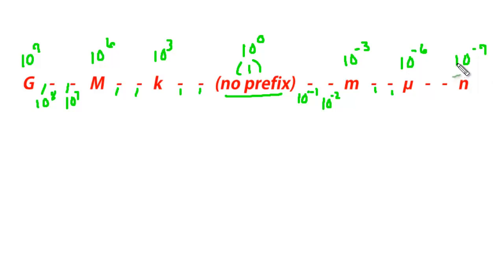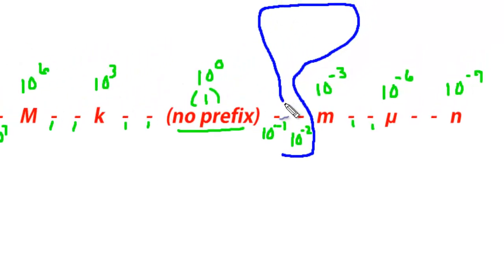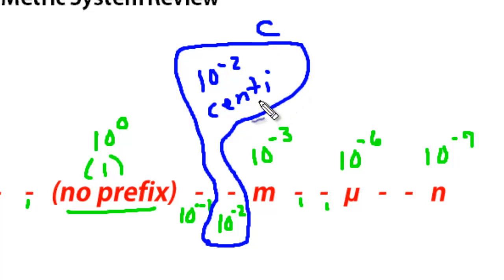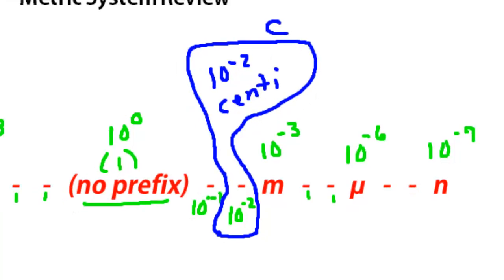There's only one little problem with that technique, is that this 10 to the minus 2 ends up being important. And there's a unit that sneaks itself in that you have to memorize. Okay? And that is, of course, 10 to the minus 2 is equal to a centi, which we abbreviate as a C. Which reminds me, let's go back and write these words out.